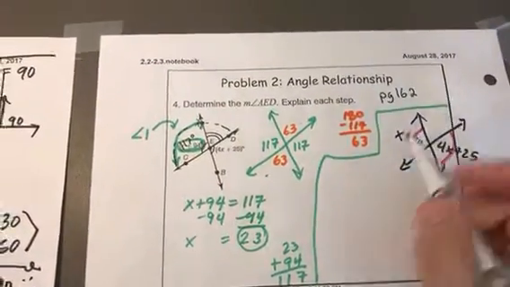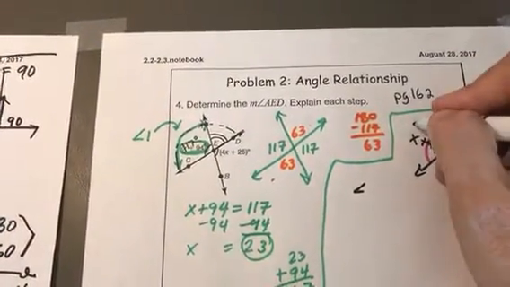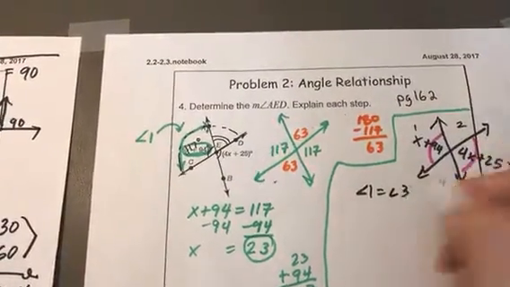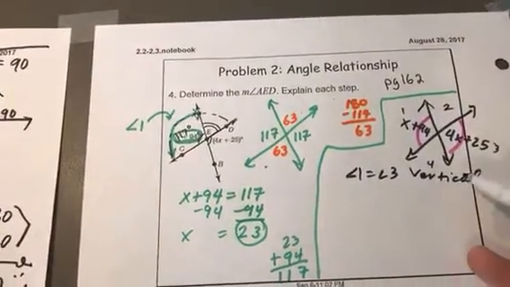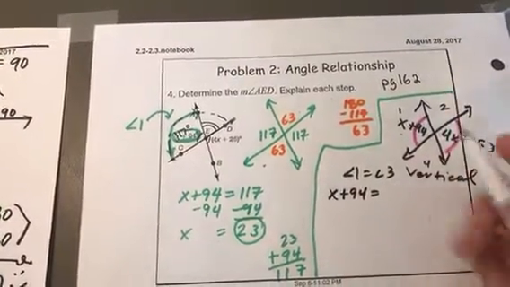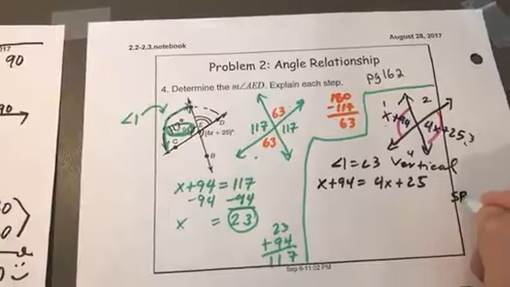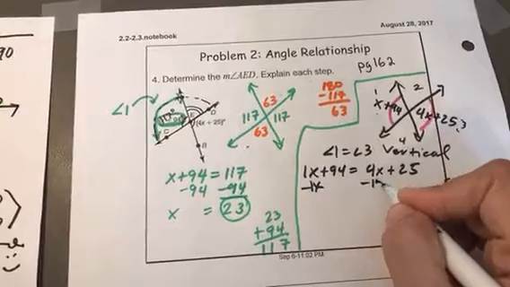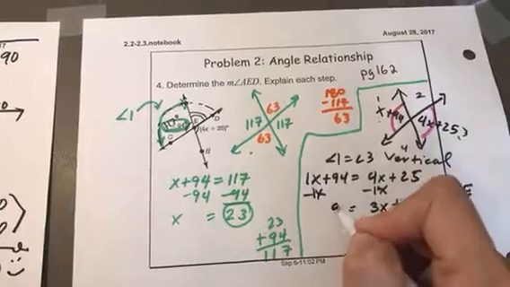So I think I could have set up the equation, this angle is equal to that. If I numbered these angles 1, 2, 3, 4, angle 1 should equal angle 3 because they are vertical. Now that I know they're equal, angle 1 is x plus 94, and angle 3 is 4x plus 25. Now I actually have to subtract stuff on both sides first. I'm going to get this 1x over here by the 4x and copy this stuff down.